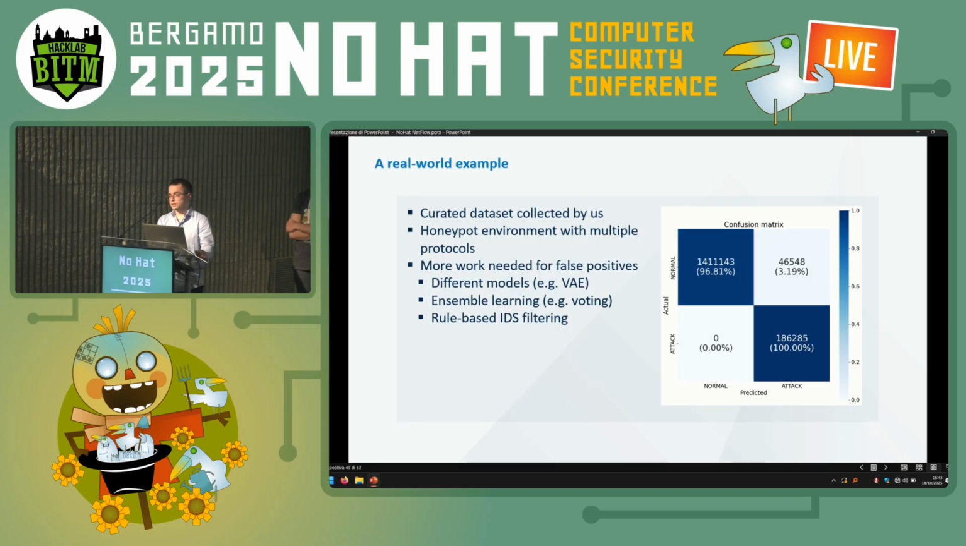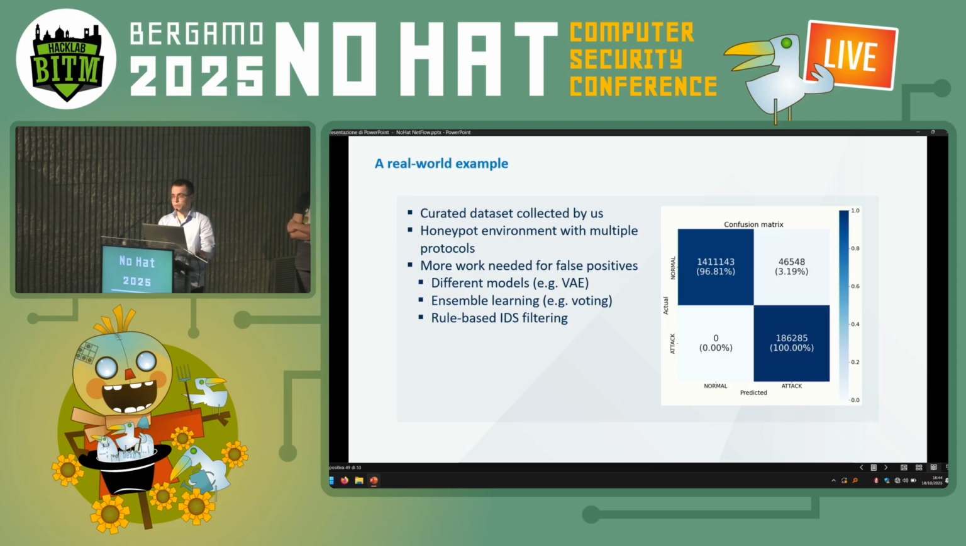So finally, as a real-world example, we recently connected data from a honeypot environment with multiple protocols. And when applying an autoencoder, which is very similar to the one I described now, we get this performance shown here. I was very lucky, and I got a false negative rate of 0. So I got 0 false negatives. But the false positive rate is still high, above 3%. Ideally, we want it to be very close to 0, of course, because of the problem of alert fatigue. So there's more work needed there.